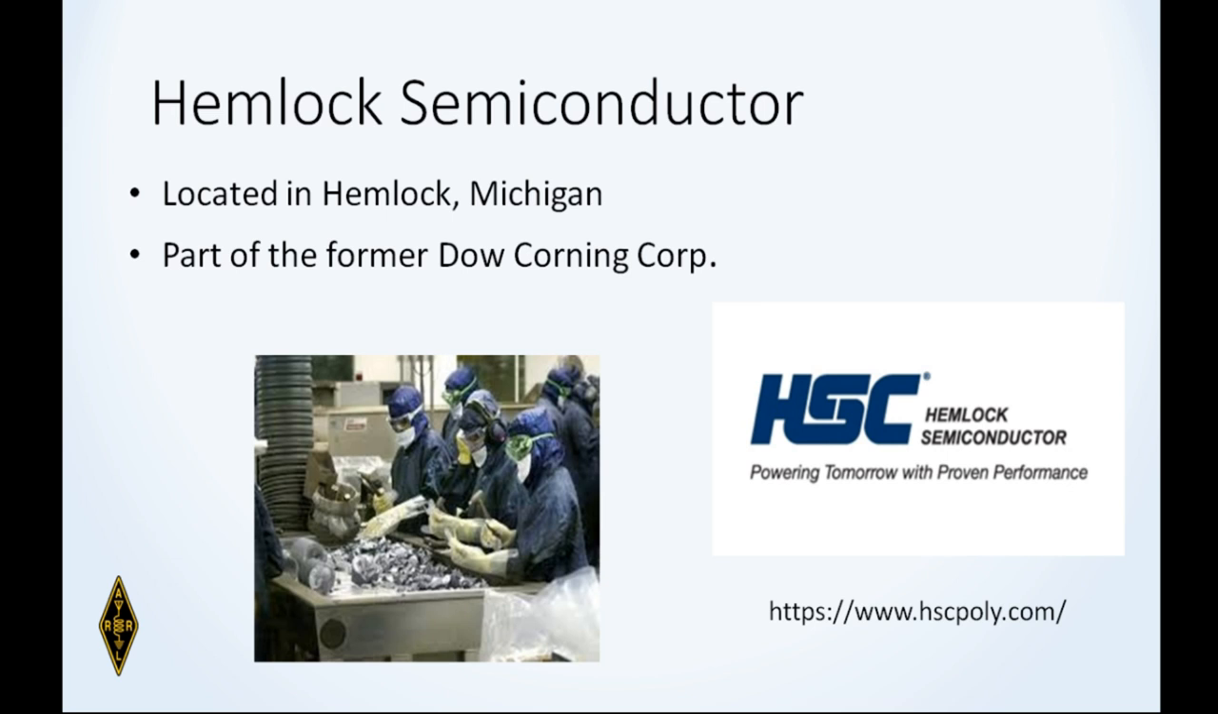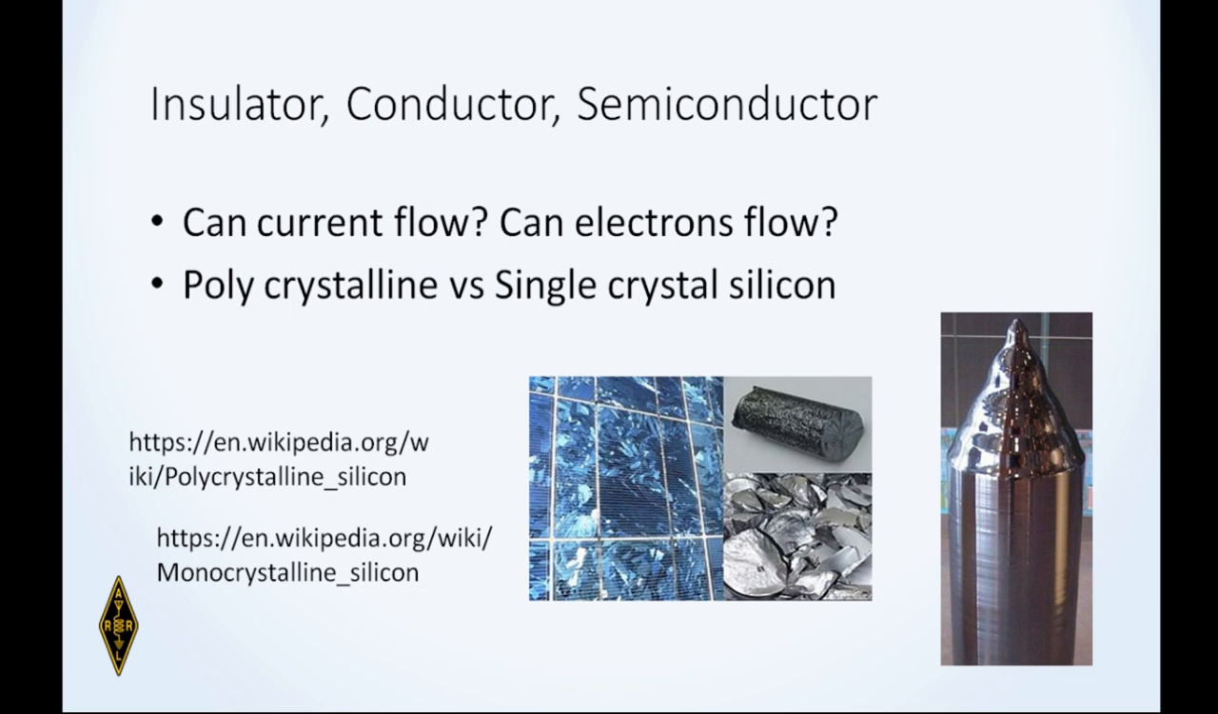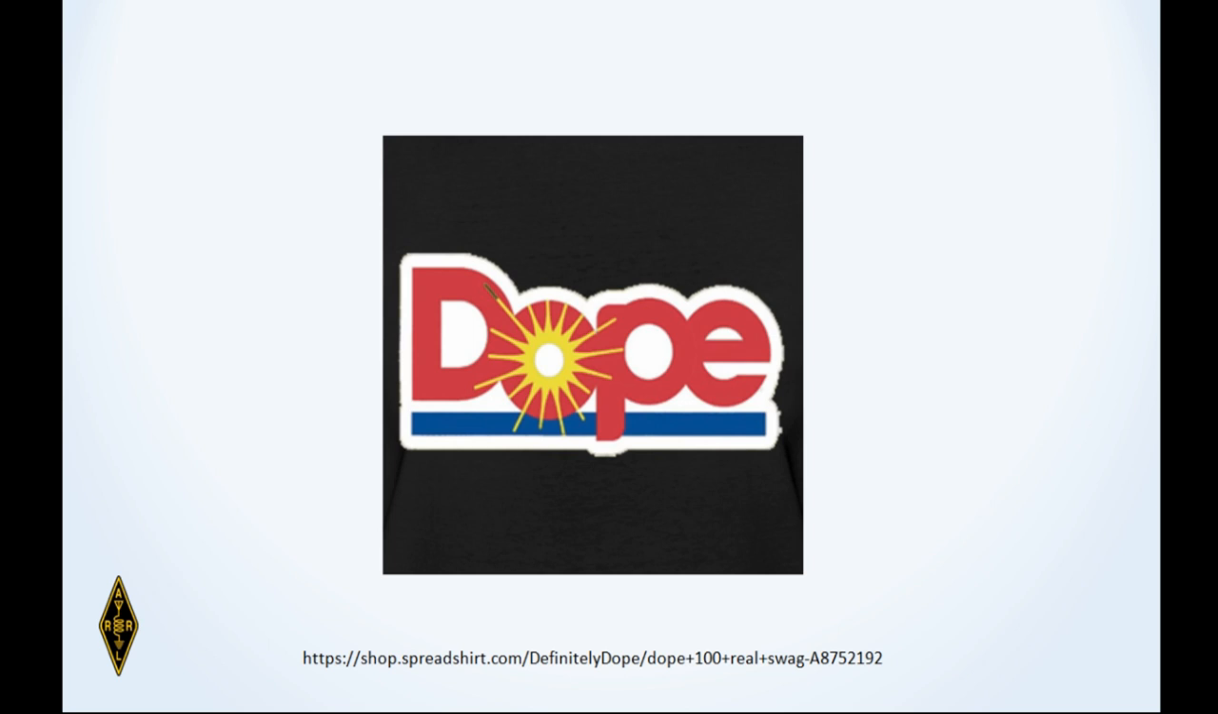When you get silicon, polycrystalline or single crystal silicon, it's essentially an insulator. It has some conductive properties, but not very much. Well, how do you get current to flow in a semiconductor? We mentioned it before: dope. You have to add an impurity into the matrix. That's a process called doping.